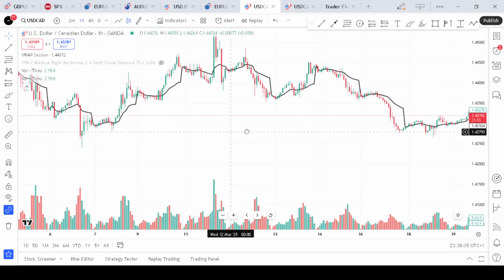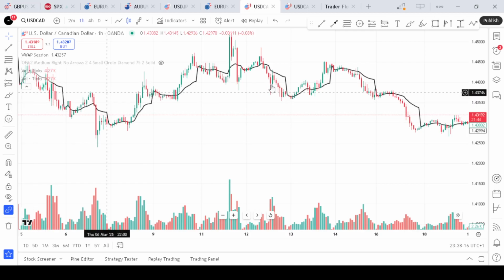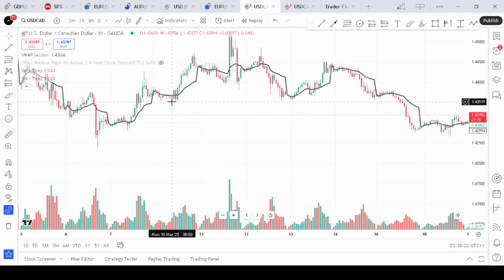The next step is to identify your key levels. Once you have established your trend, you focus on identifying key levels. Now, the VWAP line often acts as a dynamic support in an uptrend and a dynamic resistance in a downtrend. You have to pay close attention to how price reacts when it approaches the VWAP line. This interaction can provide valuable insight into potential entry and exit points.